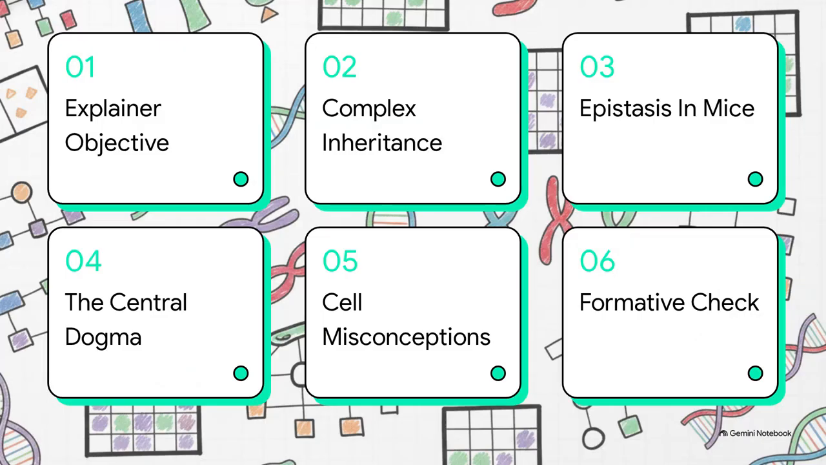Okay, let's run through our agenda real quick so you know what to expect. First, we'll hit our explainer objective, then move right into chromosomes and complex inheritance. After that, we'll analyze epistasis in mice, map out the central dogma, do a quick cell division misconception check, and finally, wrap things up with a formative check and recap.